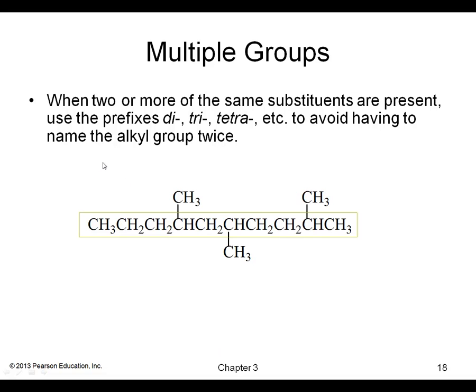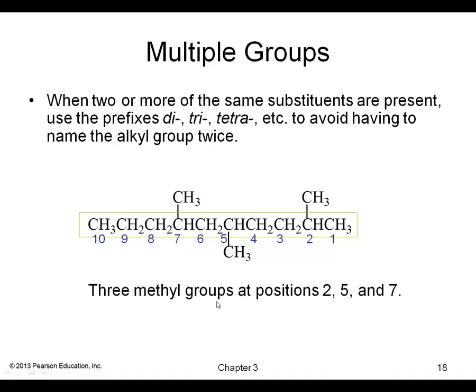Okay, when you have two or more of the same groups, we use di, tri, tetra, and so on. So here we have a 2, 3, 4, a 5, 6, 7. Okay, so a 2, 5, 7 trimethyl. There's the numbering. And decane is the parent chain because I have a total of 10 carbons in that parent chain.